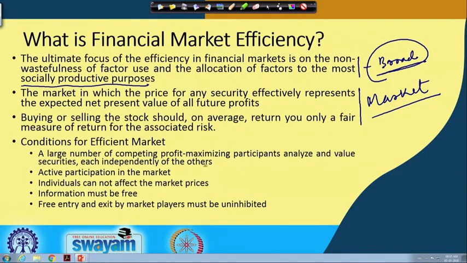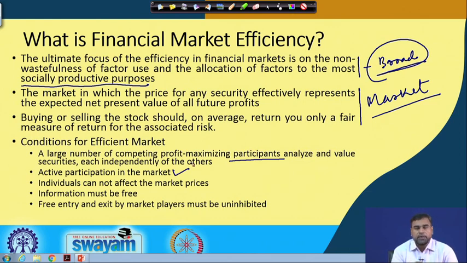So, to make this market efficient, there are some conditions that have to be satisfied. What are those conditions? If you go back to the equilibrium part, we have discussed a large number of competing profit maximizing participants. Market participants should be many, because everybody's expectations, opinions and positions should be considered whenever we are deciding the price, and they should be actively participating in the market. Somebody has started investing in the stock market, and after buying the stocks he has forgotten whether he is taking positions or not. That is why they should have some active participation.